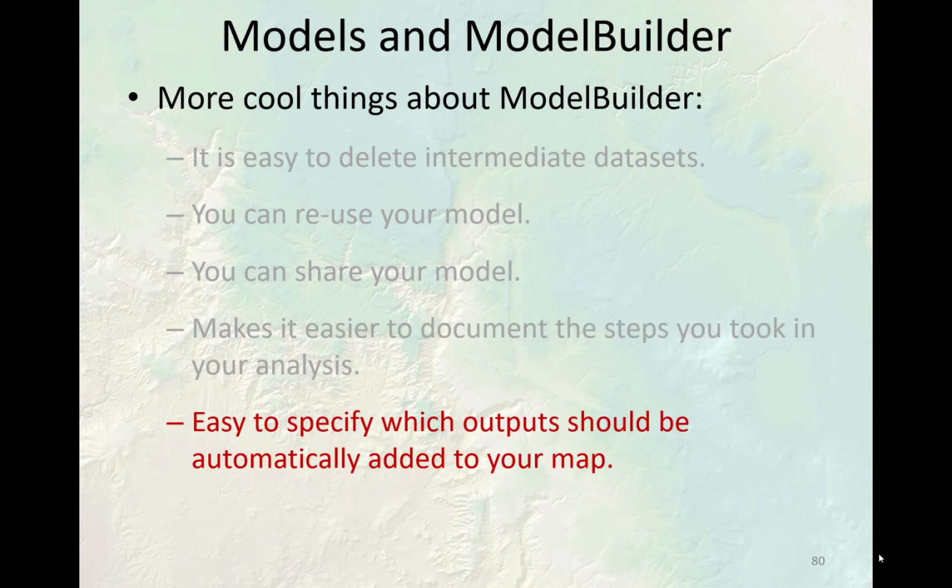And finally, it's easy to specify which outputs should be added to your map. And in that last example, we did that 3-step process. We created the full buffer, then we did the clip buffer. Well, maybe we only want to add the clipped buffer to the map and not the intermediate full buffer. Well, the model lets us set which data set will be added to the map.